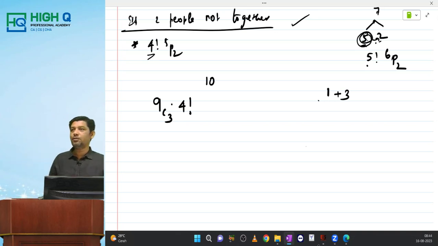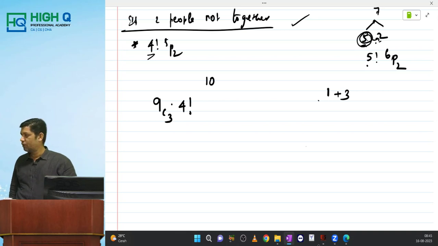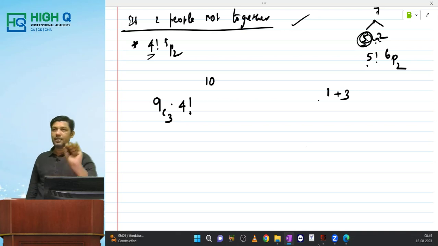9C3 into 4 factorial. What is it, my dear? Say loudly, 9C3 into 4 factorial. Is that right, all of you? Am I right? Say yes or no? Any doubt here, my dear? So, one particular thing always occurs. This is the answer.